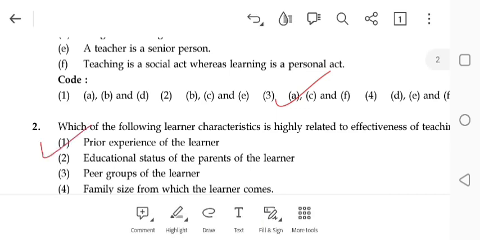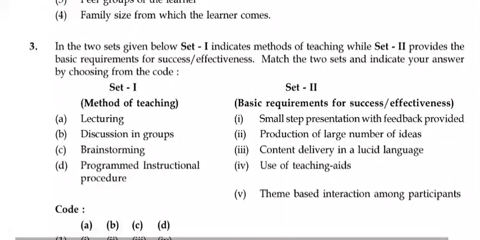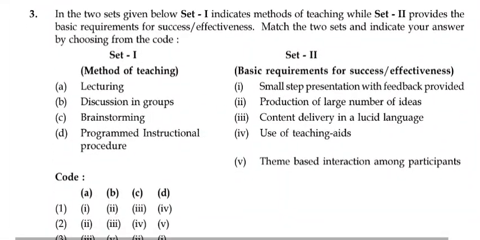Number 3, in the two sets given below, set 1 indicates methods of teaching, while set 2 provides the basic requirements for success/effectiveness. Now match the two sets and indicate your answer by choosing from the code. In set 1 we have method of teaching. In set 2 we have basic requirements for success/effectiveness.